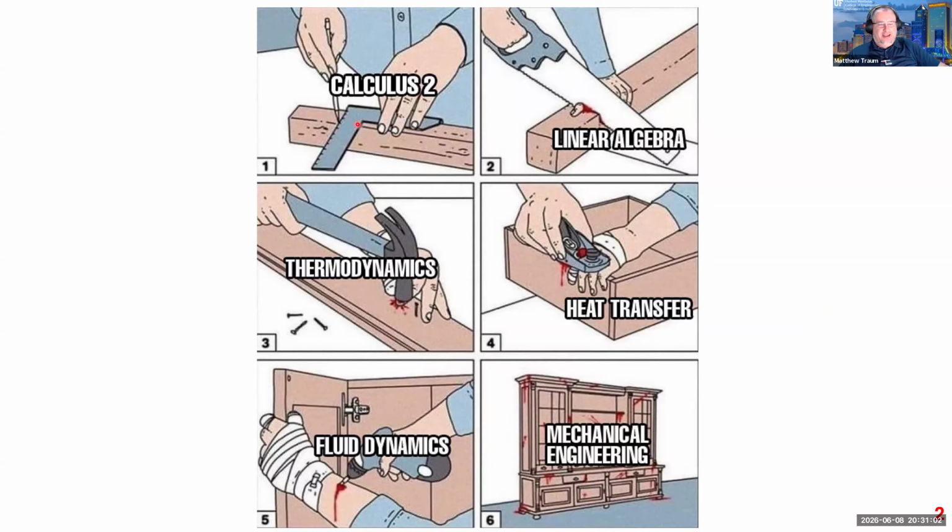So here we're just measuring with calculus and everything is fine, and then we get into linear algebra and we're cutting off thumbs, and thermodynamics, we're smashing our fingers, and heat transfer, we're basically cutting our hands open, and then fluids. Anyway, you get the idea. So in the end, you have this beautiful mechanical engineering cabinet with blood stains all over it from all the various pain and suffering that you've experienced throughout your journey through mechanical engineering.